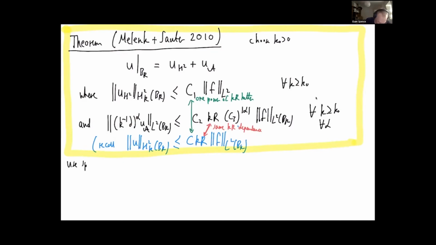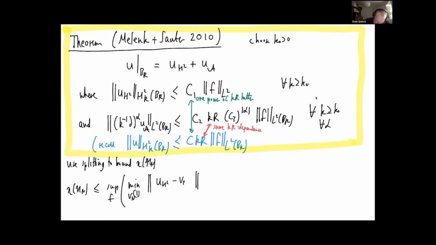So you use the splitting to bound eta of H_n. So I can approximate u_H2 and u_A separately by elements of the space.